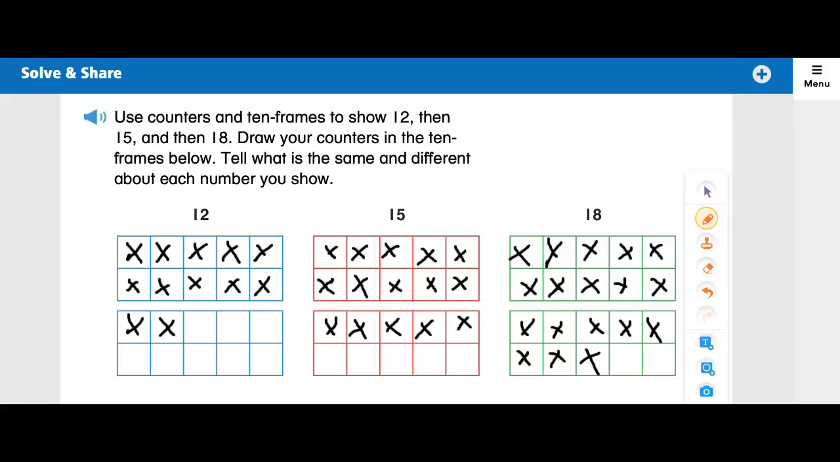Let's watch our animated video to learn more about counting with tens and ones.